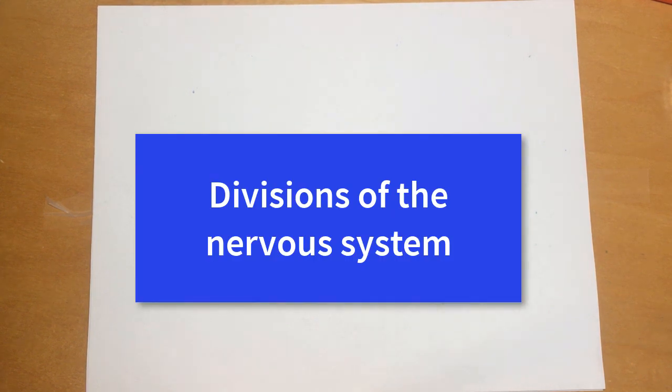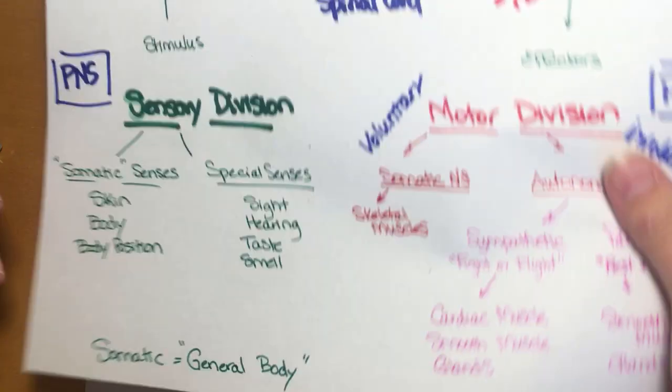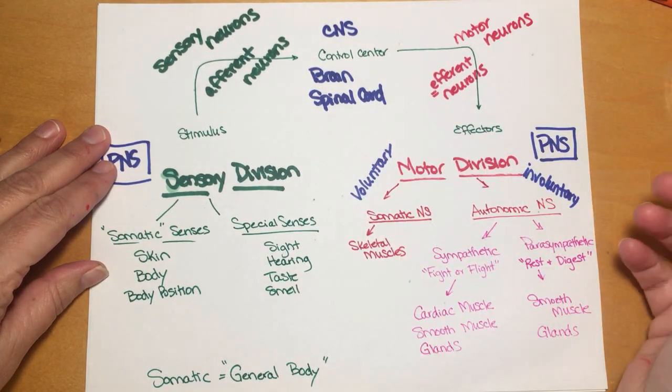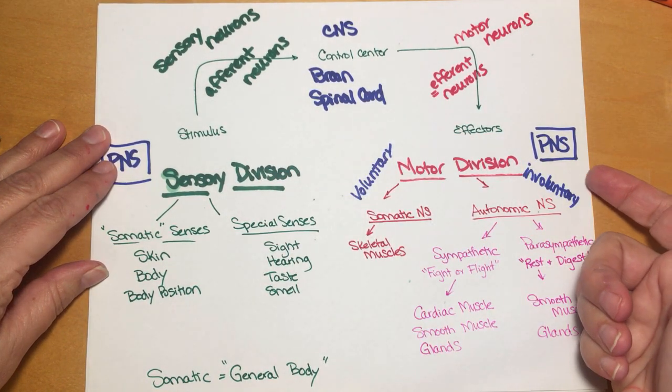Everybody, welcome back. Today we're going to be discussing the divisions of the nervous system. Go ahead and draw along with me as I'm drawing out the divisions of the nervous system. It's going to end up looking like this when we're done, and we're going to do some more work on this in the next video, so make sure you keep a copy.